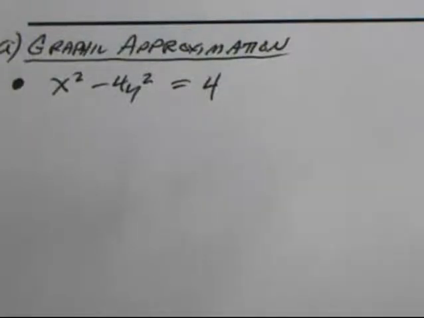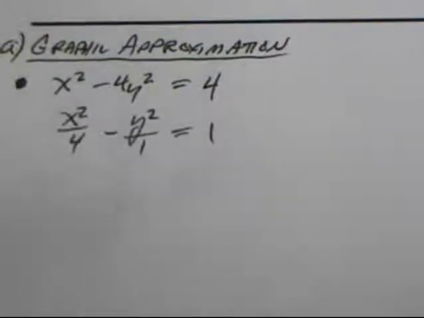It's almost there. We just need to divide both sides by 4 so that a 1 will be on the right hand side. And if we wanted to be really explicit about the standard form, we could go one more step and write the 4 as a 2 squared and the 1 as a 1 squared.